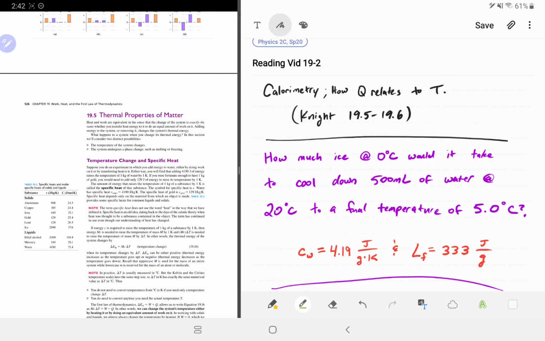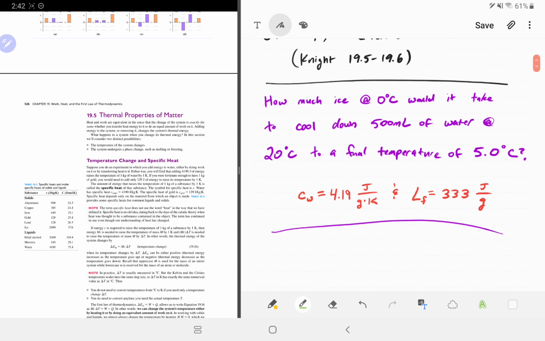And this is a very typical style of problem right here. How much ice, and we're going to say that the ice is initially near its melting point, so how much ice at 0 degrees C would it take to cool down half a liter of water at room temperature, 20 degrees C, to a final temperature of 5.0 degrees C? We'll need to know these two constants in order to solve this problem. So we'll get to that towards the end of the video.